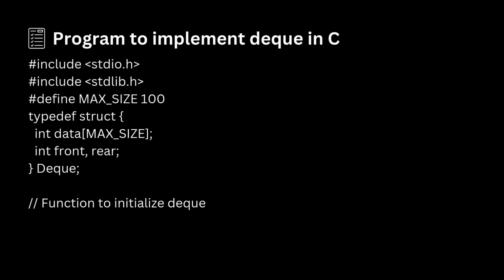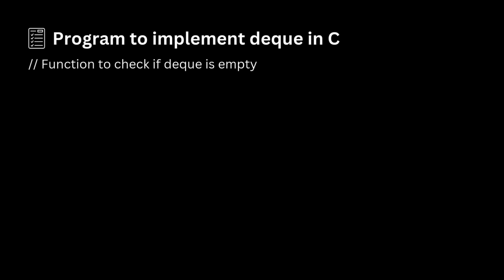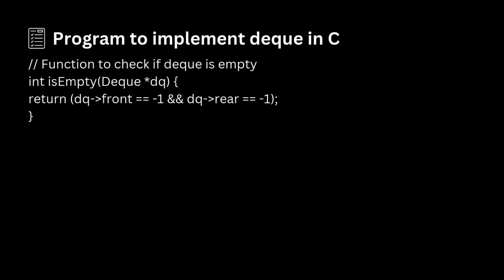Now write a function to initialize a Deque. This function initializes a Deque by setting both front and rear indices to -1, indicating that the Deque is empty. Here deque is a pointer to a Deque structure. By using the arrow operator, we access the members of the Deque structure through the pointer and set their values. Function to check if the Deque is empty. This isEmpty function checks whether the Deque is empty or not. If both front and rear indices are -1, the Deque is considered to be empty. The function returns 1 if the Deque is empty and 0 otherwise.